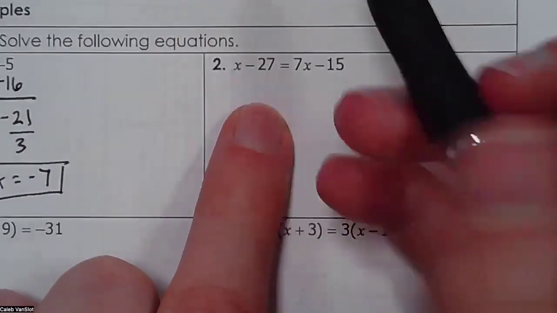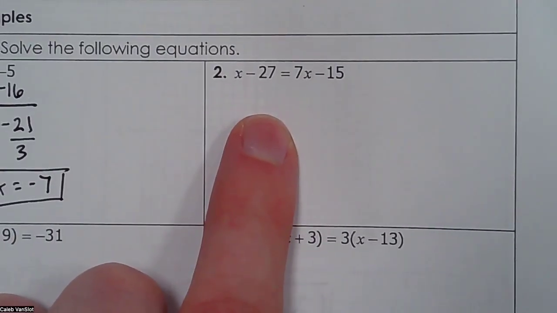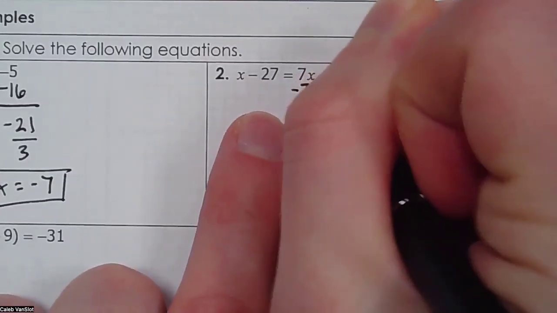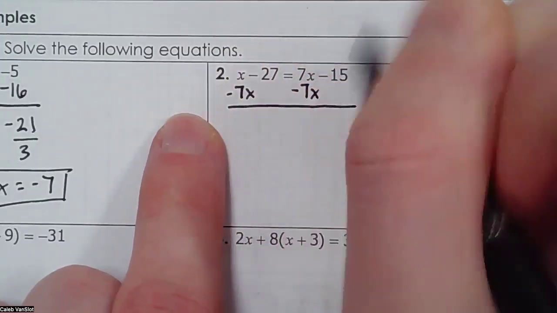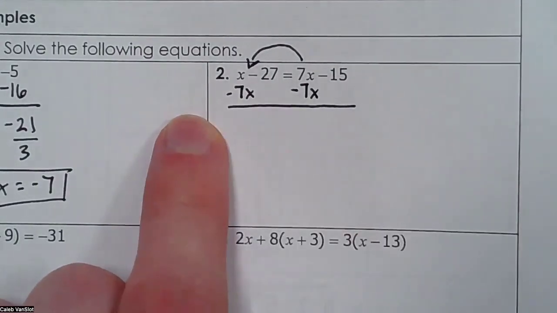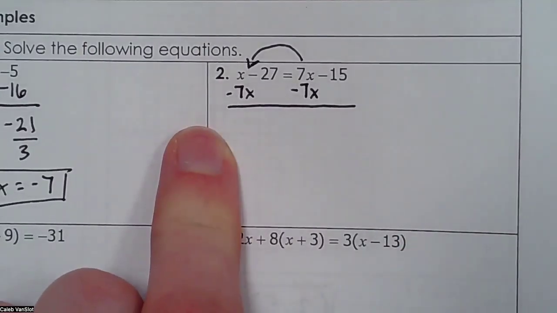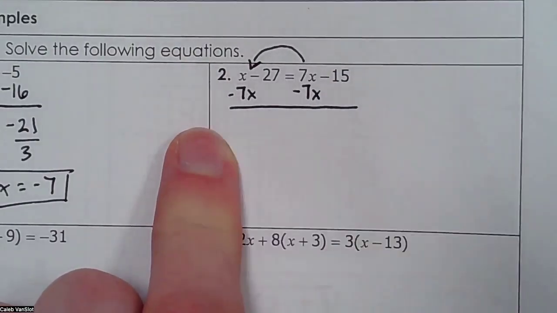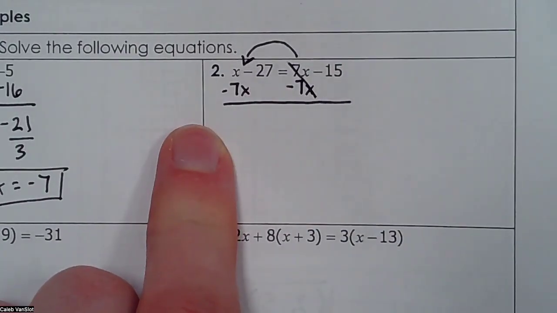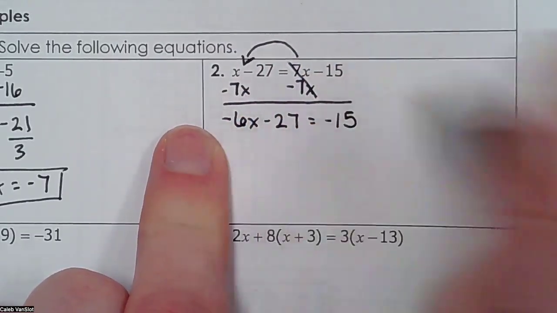If I take a look at this one, what's my first step? What should I do? Any ideas? Okay, so let's start by subtracting 7x. Again, when we have multi-step equations, I will usually try to move the x variable from the right to the left. You can algebraically do it the other way too, right? I could have subtracted x over, but again, just so that we're all on the same page, let's subtract from the right to the left. So that's going to cause those to cancel out, right? 7 minus 7 is 0. And over here, I'm left with -6x minus 27 equals -15.